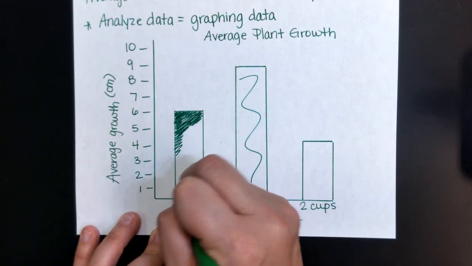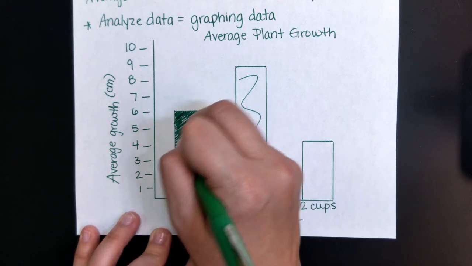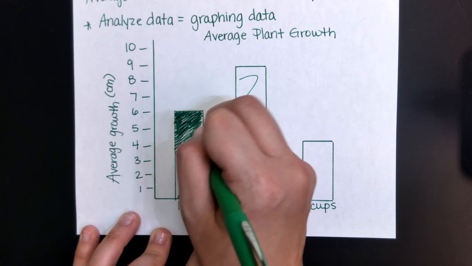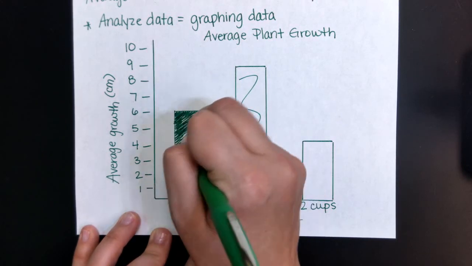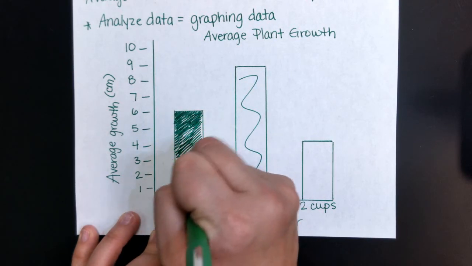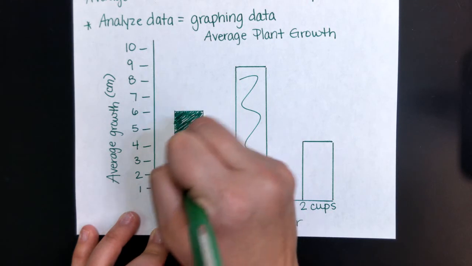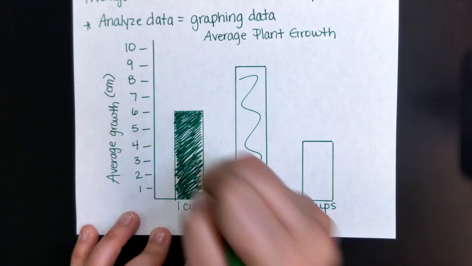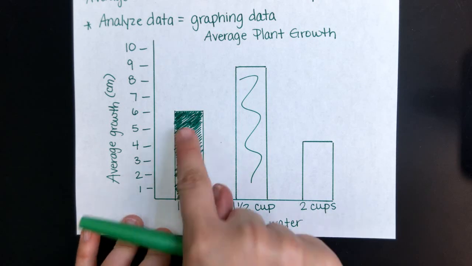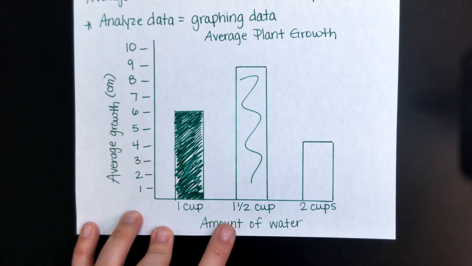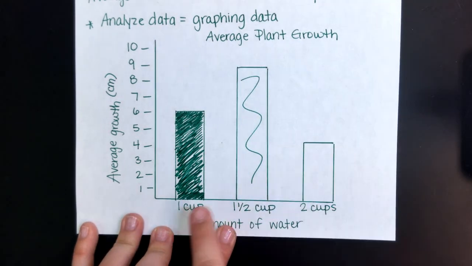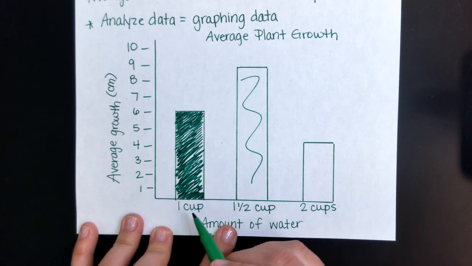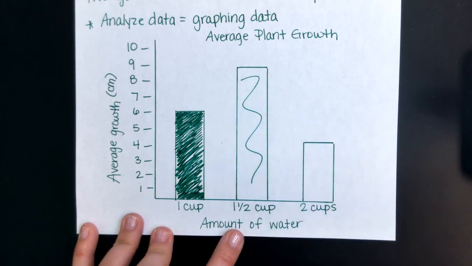Okay? So we want our graph to be a visual representation of the data. And it shows, okay, my pen was not a good choice for this, but it's fine. Okay? So to me, seeing a solid bar, colored in, and a blank bar, this one looks better. Okay? So you can clearly see that the 1.5 cups helped the plant grow the most. This is your visual representation of the data.